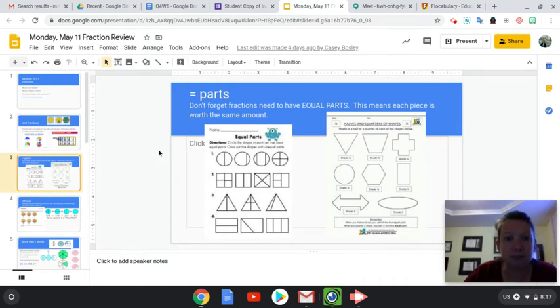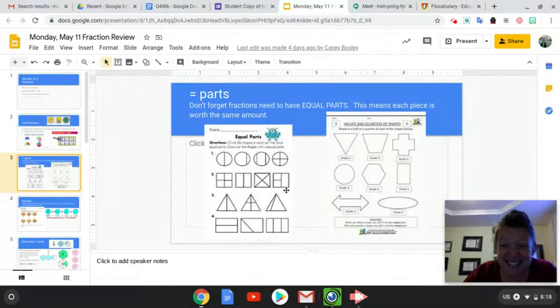So let's look at number 1. Are these equal parts right here? Yes. Is this a fraction? It has 2 parts. No, because they're not equal. What about this one? Very good. This one is equal parts. All right, what about this one? Yes or no? Yes.